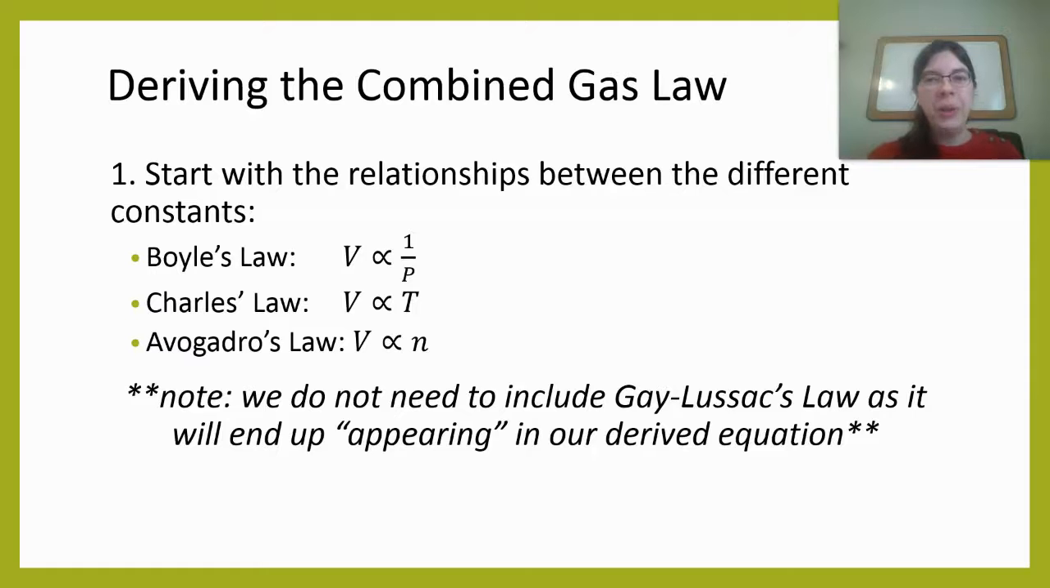So the first thing we need to do is start off with all the different relationships between the different variables that we've discussed so far. Remember, for Boyle's law, volume is inversely proportional to the pressure. That's what that little funny curly Q in the middle means: proportional, and since it's the fraction 1 over P, that's where we get inversely proportional. Charles's law is directly proportional for volume and temperature, and Avogadro's law is directly proportional for volume and number of moles. One thing I want to point out, we do not need to include Gay-Lussac's law because it will just magically appear once we put everything else together.